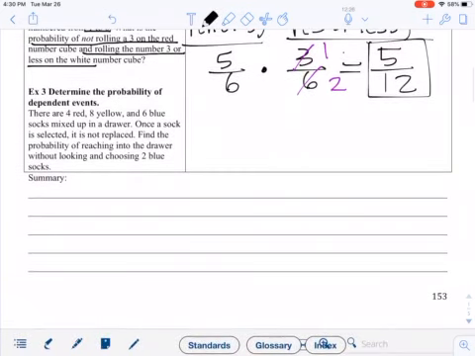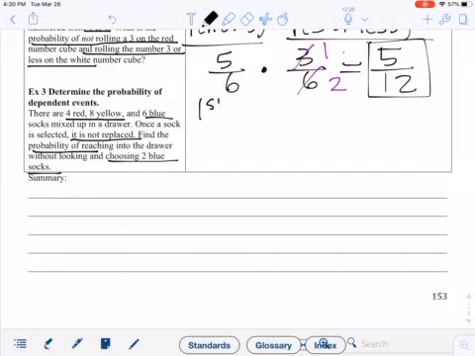Okay, number 3. There are 4 red, 8 yellow, and 6 blue socks mixed up in a drawer. Once a sock is selected, it is not replaced. Find the probability of reaching into the drawer without looking and choosing 2 blue socks. Okay, so let's go back. We have 4 red, 8 yellow, and 6 blue. Once a sock is selected, it's not replaced. That means you reach in, take it out, and you leave it out. You don't put it back. We need to find the probability of choosing 2 blue socks.